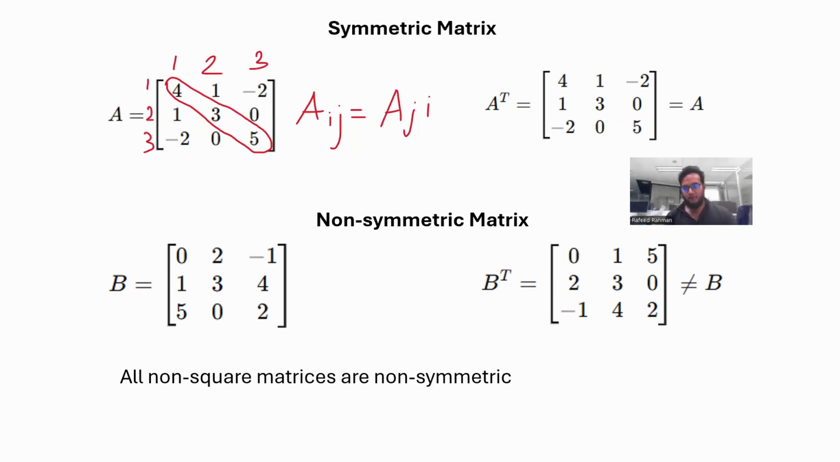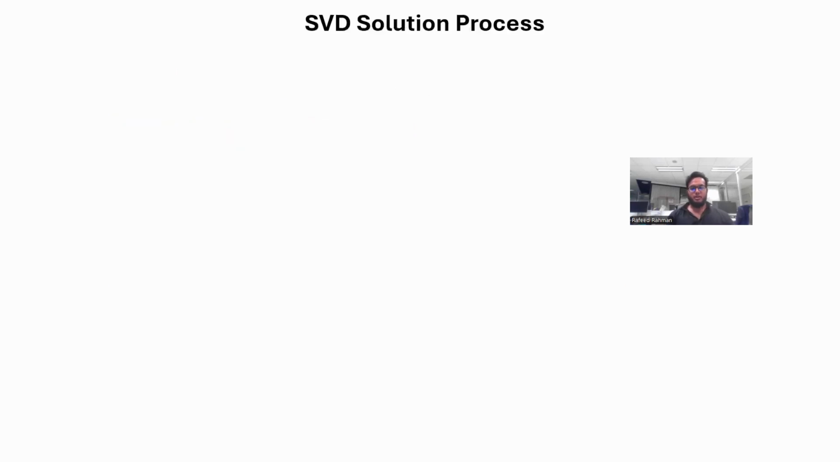So finally, if your matrix is not square, if it's a rectangular matrix, say 4 by 3, it's never going to be symmetric. That's the thing. So why am I talking about symmetric matrices here? It is because it is necessary to understand this, to understand the SVD solution process.